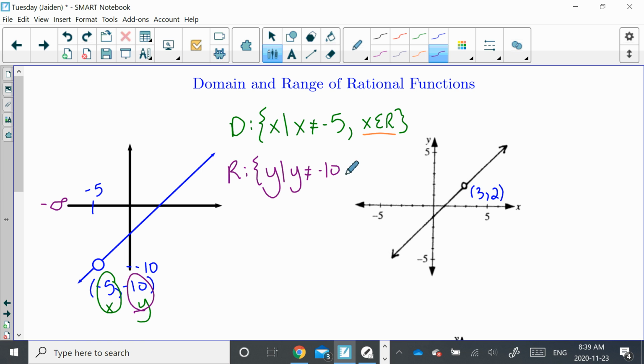It cannot be -10, comma, y belongs to the set of real numbers. This would be how you would write your domain and range for this first graph. If I was to go to the second graph, there's my x value and my y value.